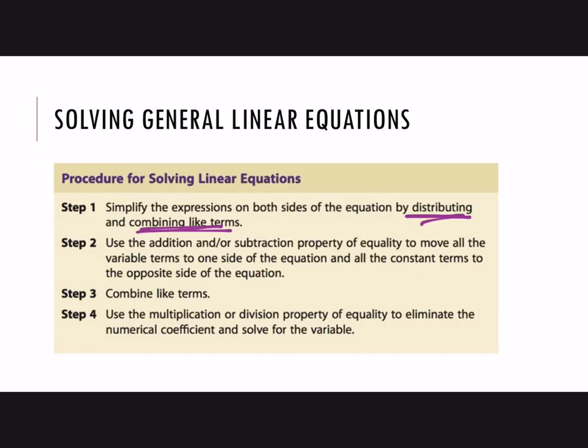Step 2, use the addition and/or subtraction properties of equality, and the goal here is to get all of the variables on one side. So if we had a 3x and a 6x, maybe it's a minus or something like that, and then all the constant terms to the opposite side. So if you had a 5 or a 16, variables on one side, constants or numbers on the opposite side. Combine all the like terms, and then use multiplication or division to eliminate the numerical coefficient and solve for the variable.